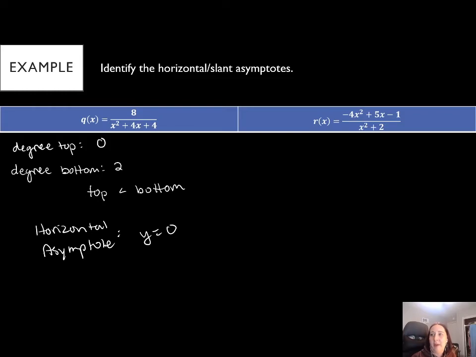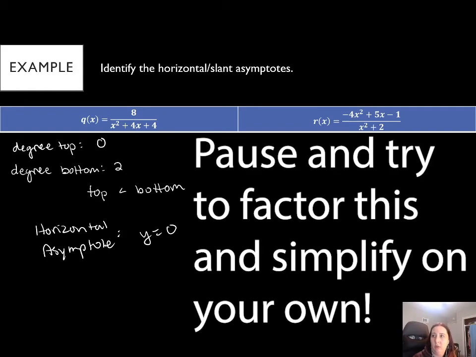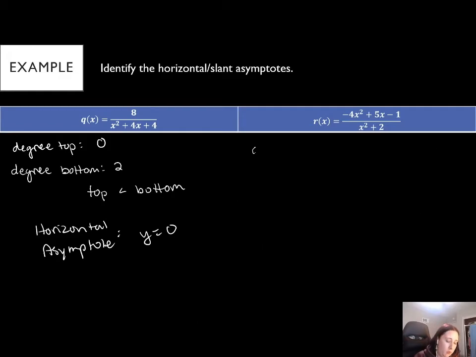Now let's look at what we have on the right. The denominator is not going to cancel because it's got x squared plus 2. And I know that if I attempt to factor the top, nothing's going to cancel out. So we're just going to look at the degree of the top. The highest exponent on the top is an x squared, so that's 2. And then our degree on the bottom, highest exponent is 2.